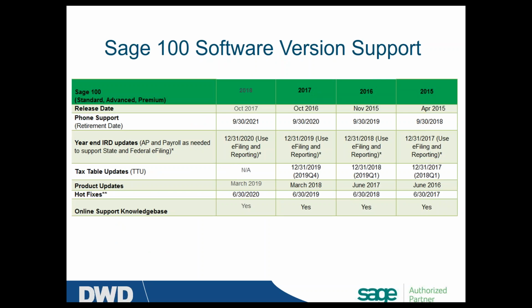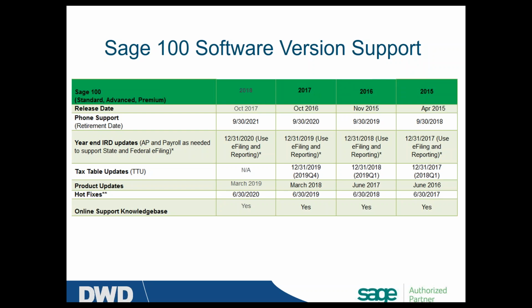Let's take a look at this matrix here. Sage's philosophy over the past number of years has been that it will support the current version and the 2 prior versions. So you notice I've got 2018, 17, 16, and 15 listed here. Theoretically, version 2015 is obsoleted according to Sage software. That means they do not provide any more updates. And if you need to do any 1099 printing or W-2 printing, we need to talk about getting you moved up to at least 2016 or 2017 in order to facilitate that.